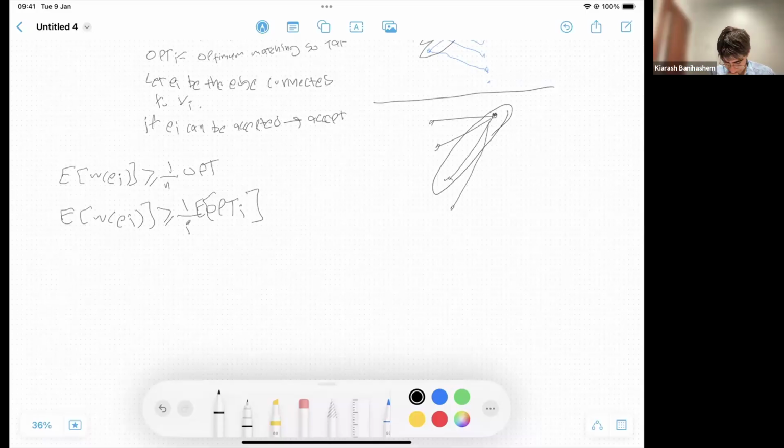Alternatively, you can just say that the expectation of W of E_1 plus, oh, sorry. I don't want E_1 because that would be misleading.